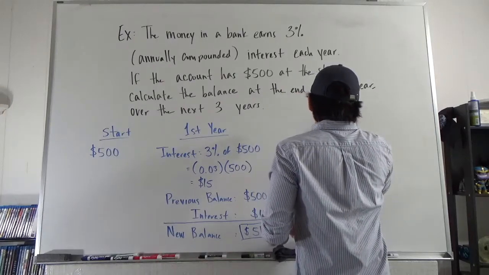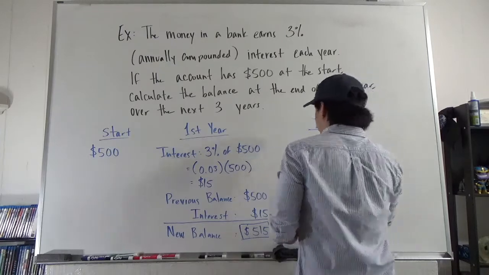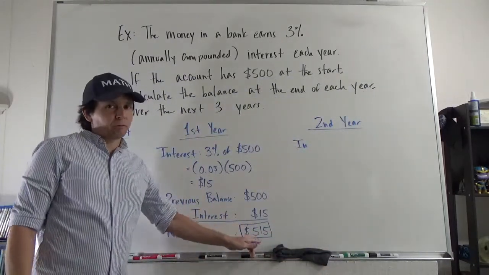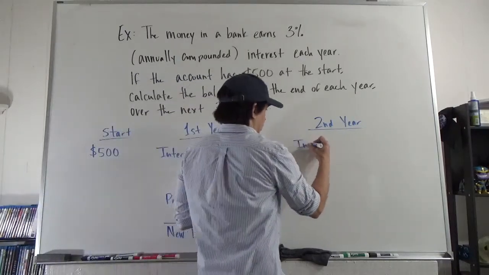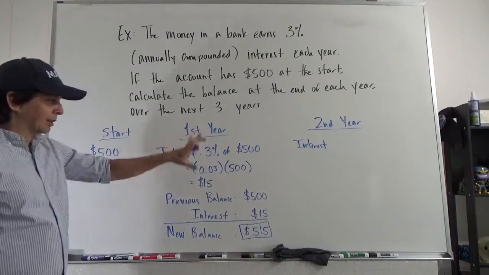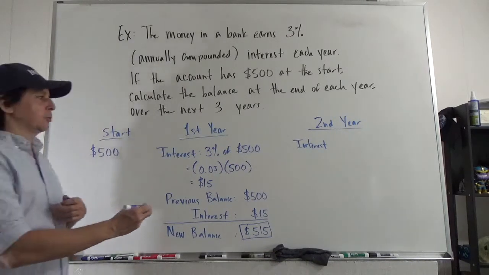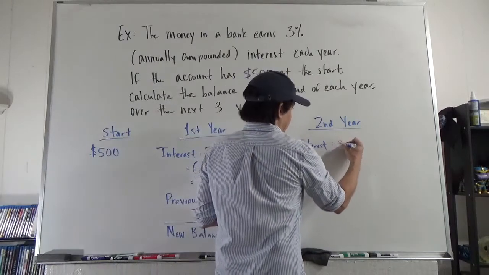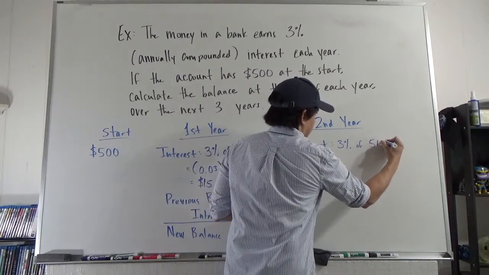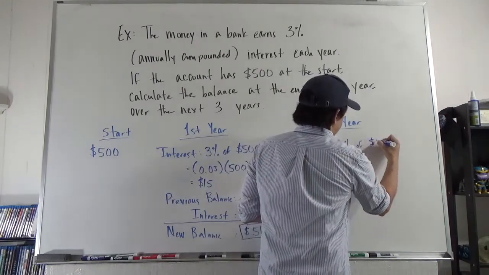It's the same computation, other than the fact that you are now earning 3% interest on $515. And if you're looking for shortcuts to doing all this lengthy thing that we're doing each time, there's absolutely shortcuts, but you're going to have to wait patiently for that. Here we're going to compute 3% of $515 this time.